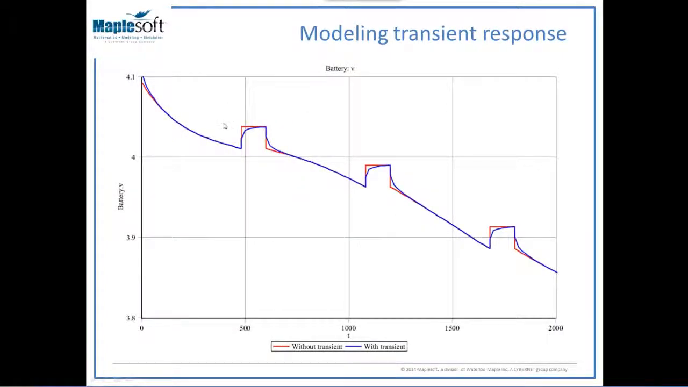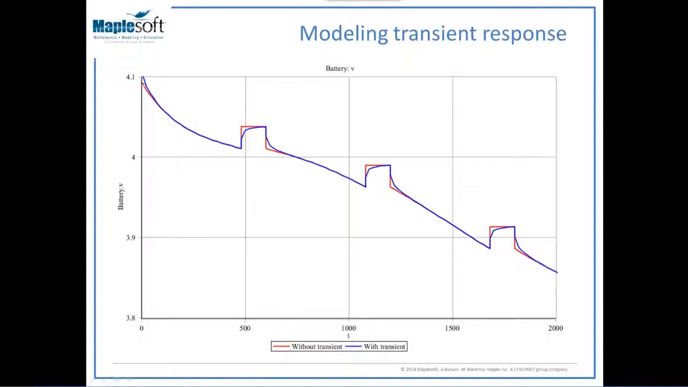One of the most important aspects of modeling a battery is that we need to describe the transient response when we switch the current. For example, here, this plot shows a comparison between two cases. One is the battery voltage curve when we don't have any transient response, and the blue curve corresponds to the battery voltage curve when we have a transient response.